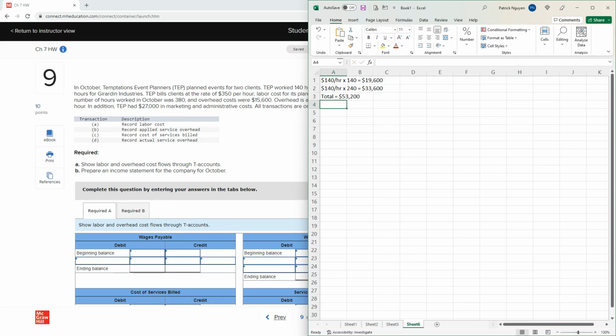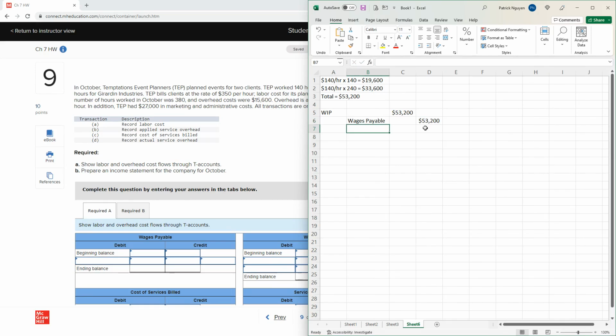Now, it is possible that a company will pay its wages in cash, but that's not usually the case. Usually, the company is going to record a wages payable, and then at the end of the payroll cycle, maybe in 2 weeks, they pay the cash to their employees.